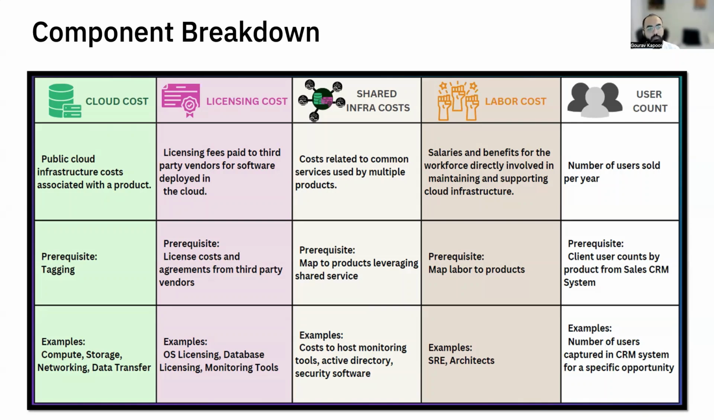Active Directory is a very good example here for shared infrastructure cost, or a security software which is across multiple products, multiple deployments, multiple services, maybe multiple customers, right? How do you take that cost and split it across different customers or deployments? That is the component here for shared infrastructure cost. So I'm not going to go deep into each of these sections, but this pretty much provides a very clear picture of what these components are made up of, right? How do they align and contribute into calculating the PEPI for this particular scenario.